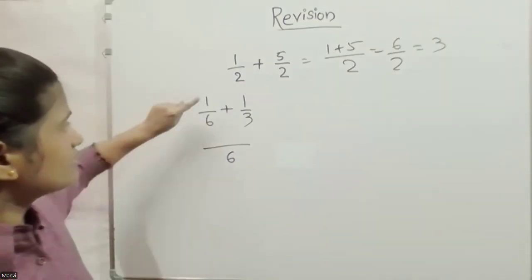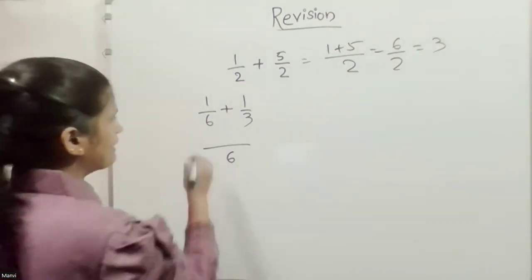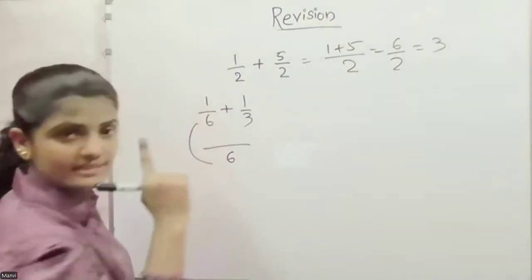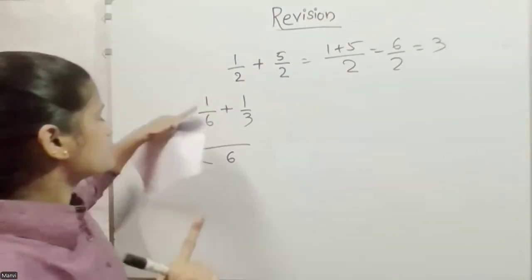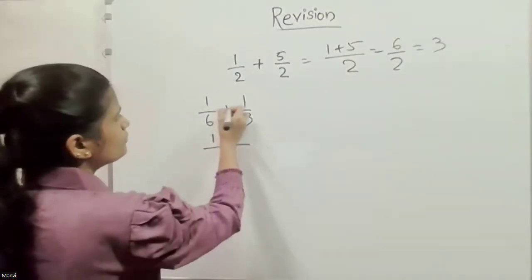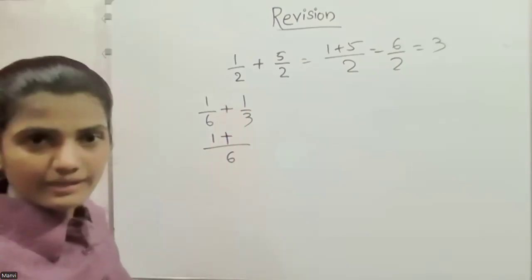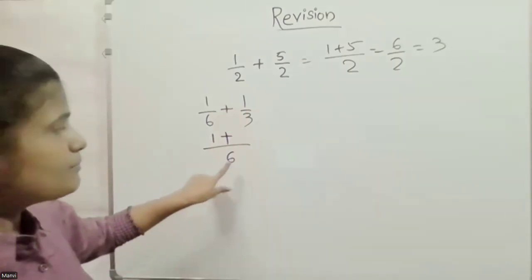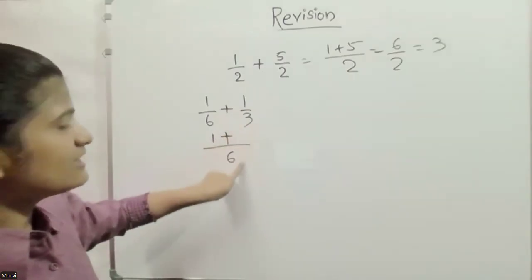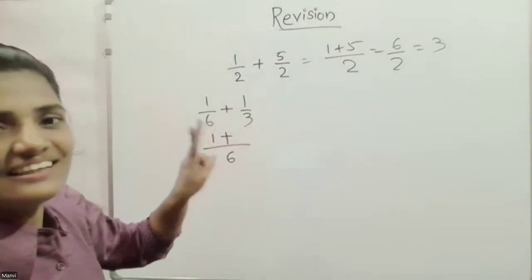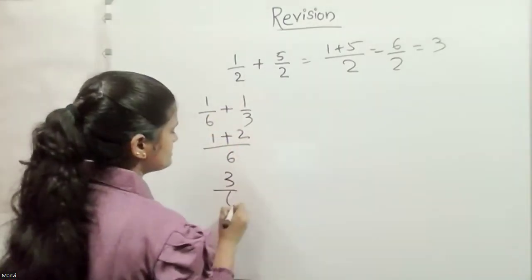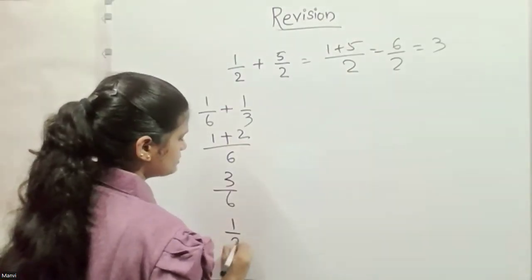Then multiply that with this number. 6 divided by 6 is 1, and 1 times 1 is 1. So here this will become 1. Now put the plus symbol. The same rule we are going to apply here as well. 6 divided by 3 equals 2, and 2 times 1 is 2. So this will become 3 by 6, which is 1 by 2.